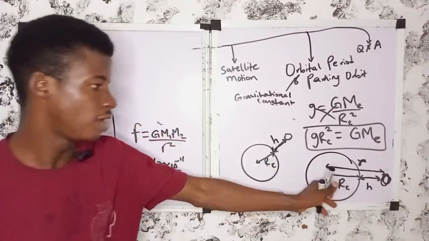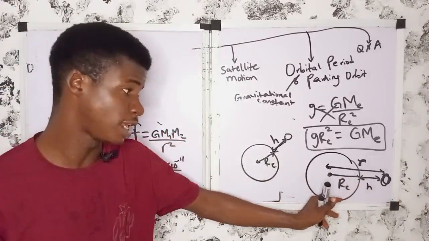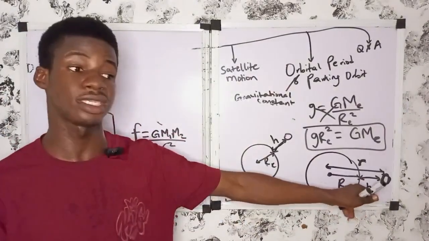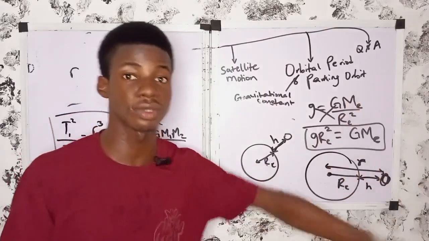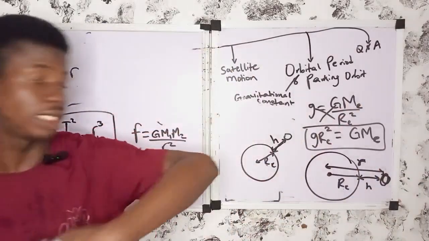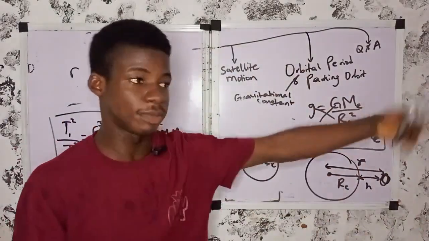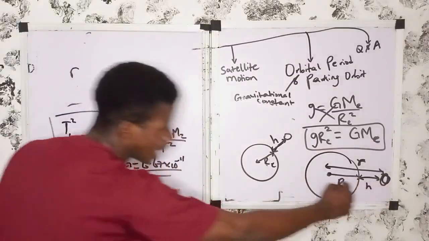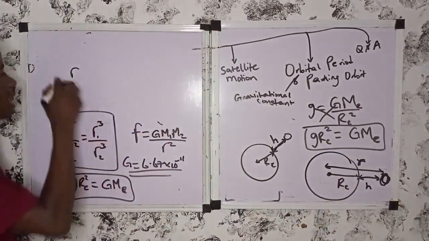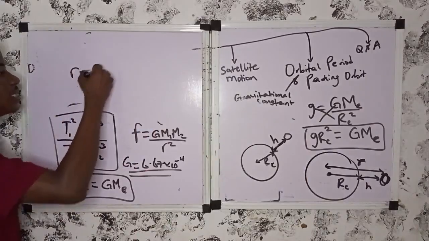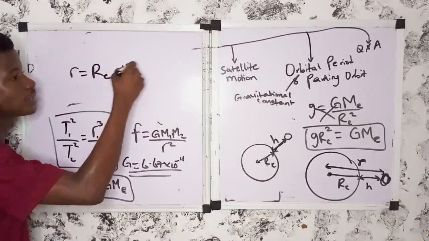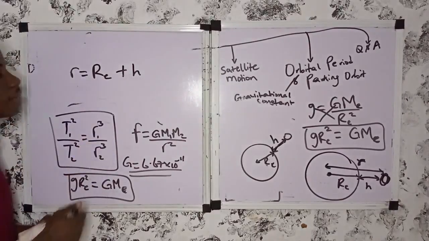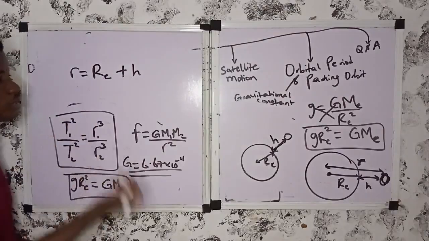What about the radius of the Earth? From the center of the Earth to the surface of the Earth, that is the radius of the Earth. Then altitude is the distance between the Earth's surface and the object placed above it. So the total distance between this object and the center of the Earth is r, which equals the radius of the Earth plus the altitude, the height at which the object is placed above the Earth's surface.